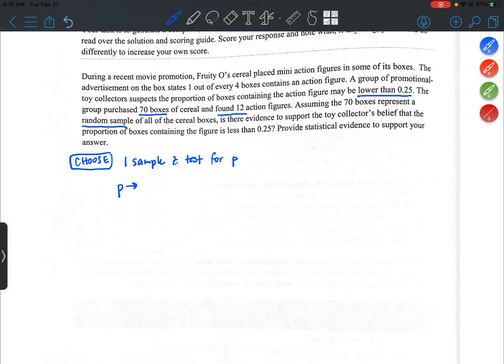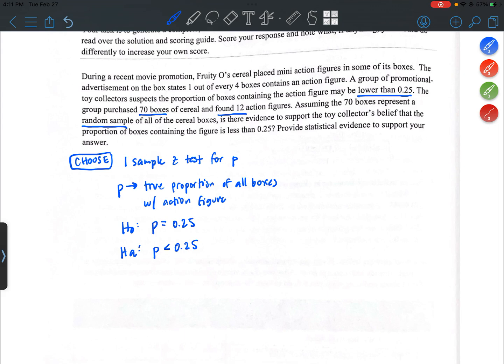Let's define our parameter. P in this problem represents the true proportion of all boxes with an action figure. Our hypotheses: the null hypothesis is that our parameter is equal to the null value, which is 0.25. The alternative hypothesis aligns with the suspicion, which is that P is less than 0.25.